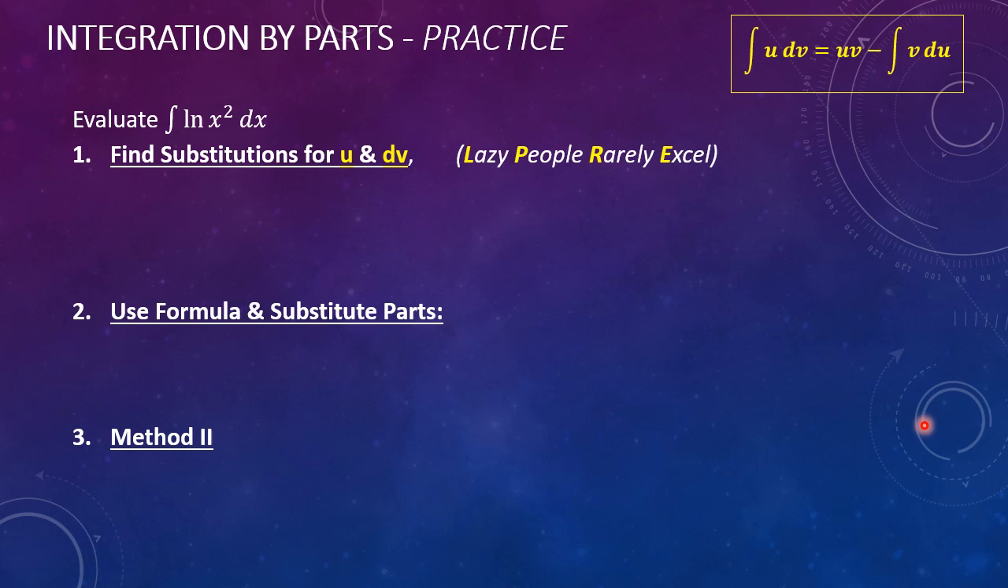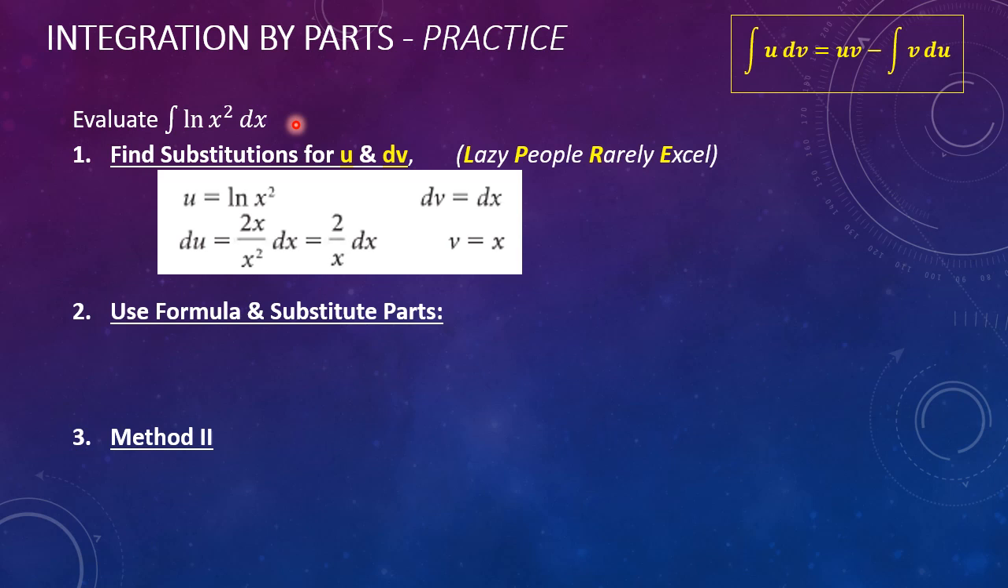Evaluate the integral of the natural log of x squared. Find substitutions for u and dv. Again, we have a log, so our u is going to be equal to the natural log of x squared, and our dv is just going to be what's left, which is only the dx.